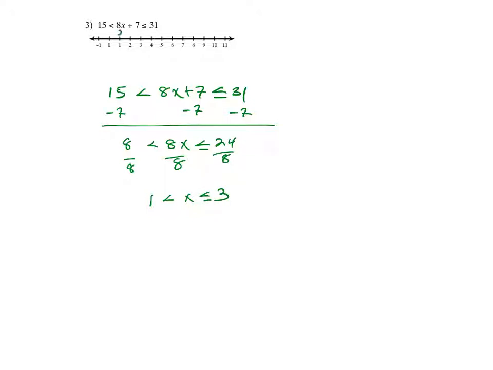So in this case, the first one is going to be open, and then on 3 is going to be closed. So that's my graph, right? Why is this one open? Because this part right here is just less than. And this one is closed because it's less than or equal to.